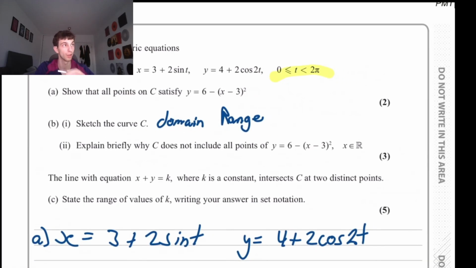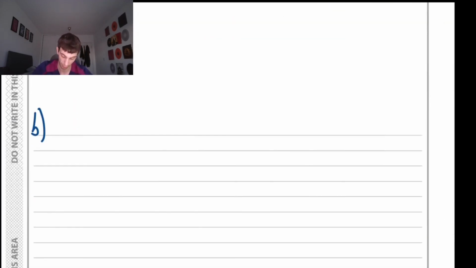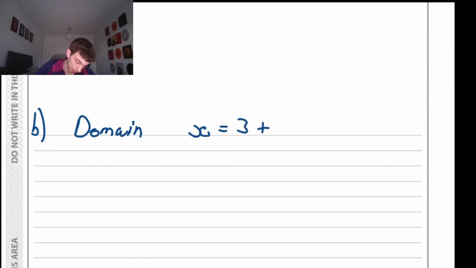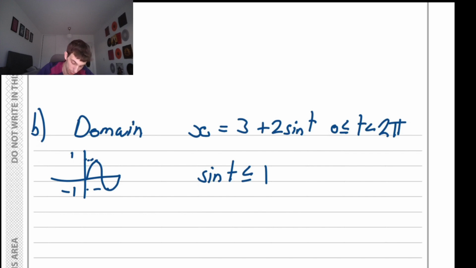So focusing on the domain first, domain being the x values. So what do we know? x equals 3 plus 2 sine t. So let's focus on that first. And then we also have the restriction that t must be larger than or equal to 0, but less than 2 pi. So just a quick sketch of our sine graph. We can see in between values of 0 and 2 pi, we do indeed achieve the maximum value of 1 and the minimum value of minus 1. So what do we know? Going step by step, sine t is less than or equal to 1, but larger than or equal to minus 1. So it can indeed achieve the minimum and maximum values that our sine function can achieve.